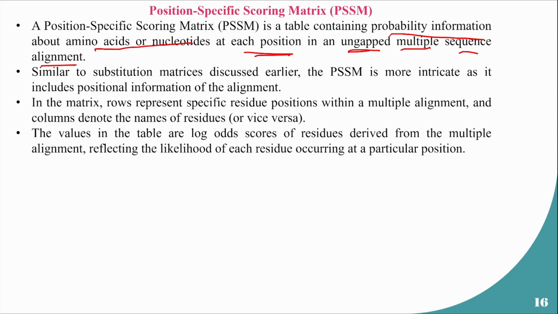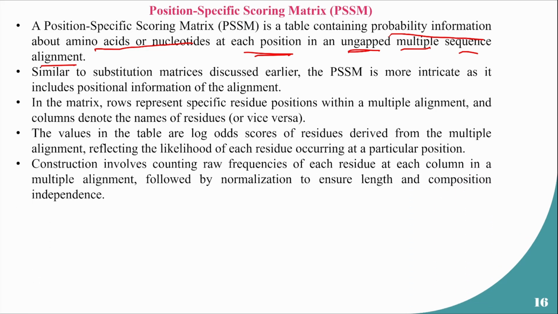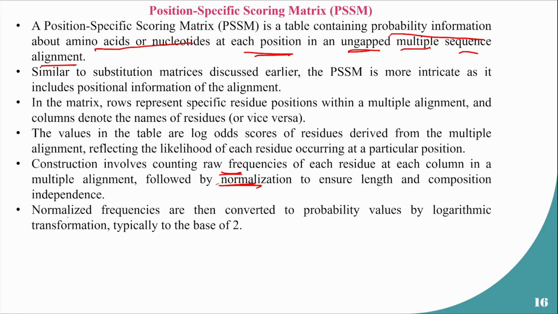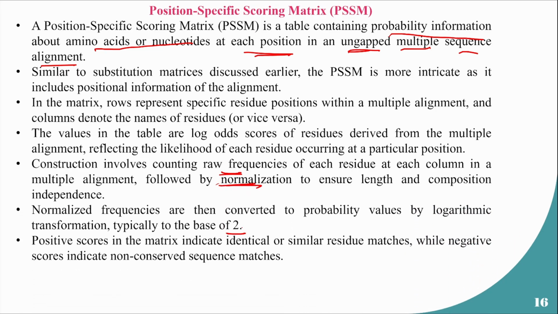Basically, you have to again convert these to log odds scores. Similar to our earlier PAM and BLOSUM matrices, we converted the actual scores to some log-based score. So here you have to do the same thing. For each column, you count the raw frequencies. Then you do normalization to ensure length and composition independence. And then you convert to log base 2. Basically, a positive score in the matrix will indicate identical or similar residue matches, and a negative score will indicate non-conserved sequence matches. So two types of score, positive and negative, you can expect to get.